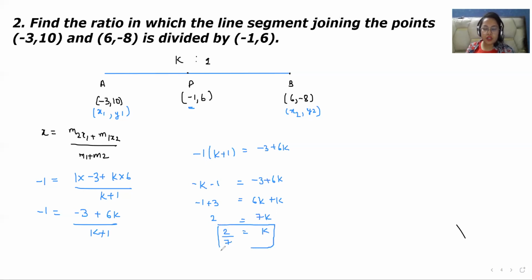So our ratio is 2 ratio 7. Because our ratio is K ratio 1, we can set it as K ratio 1. So what is the value? M1 is 2 and M2 is 7. So our ratio is 2 ratio 7. That divides the line.